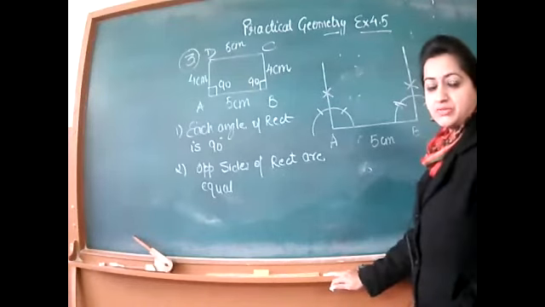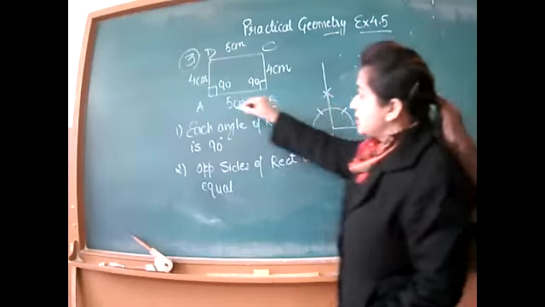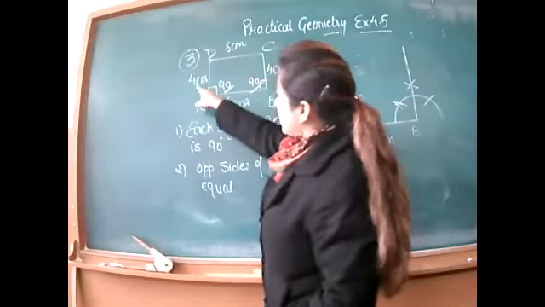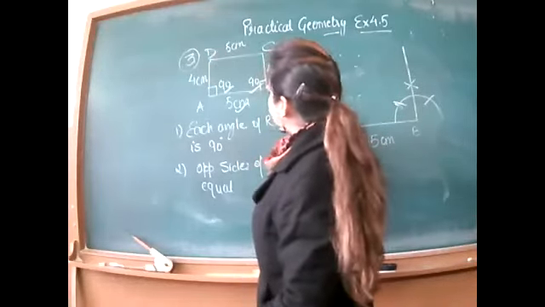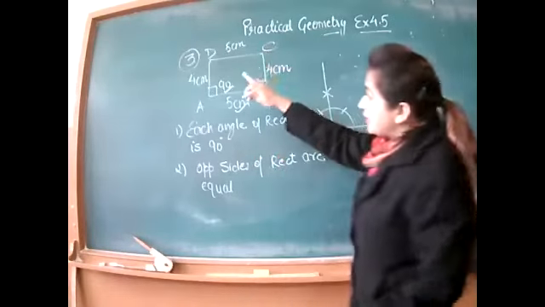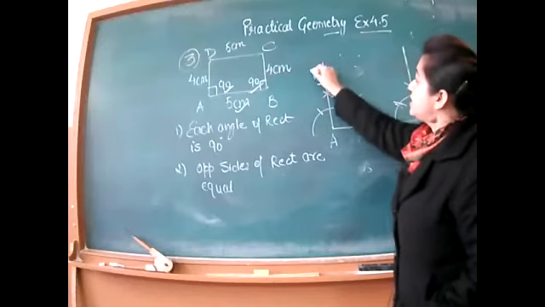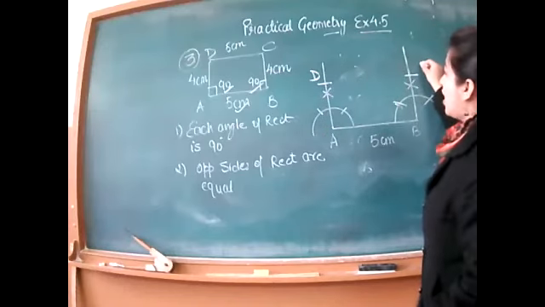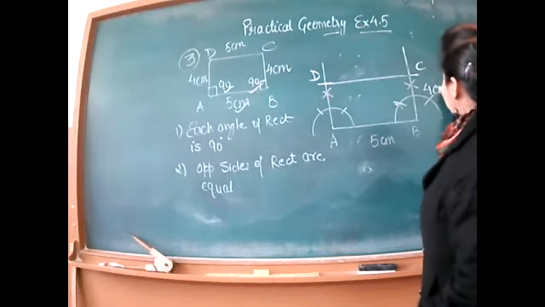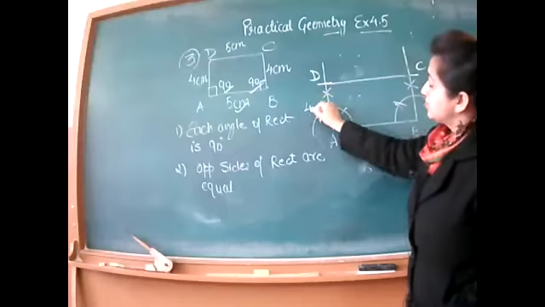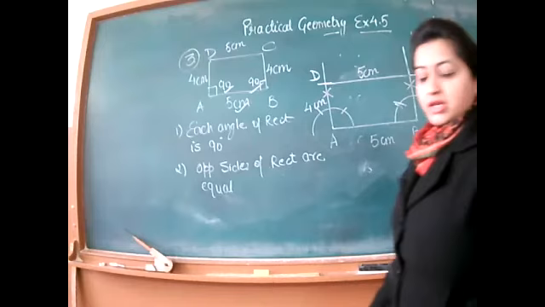Yes, Arish? With A as center and radius 4 centimeters, draw an arc intersecting at D. From A, we will draw an arc of 4. From B, we will draw the arc of 4. That will give you D and C. So from here, you will put the arc, name it D. From here, you will again put the arc, name it C. Then you will join DC. What should be the length of this DC? 5 centimeters. Should be 5. Okay.